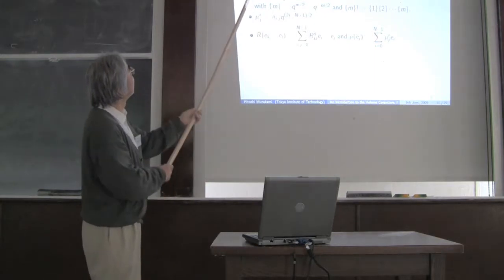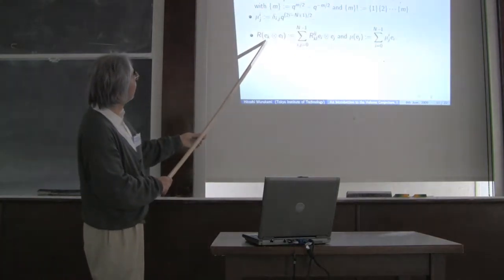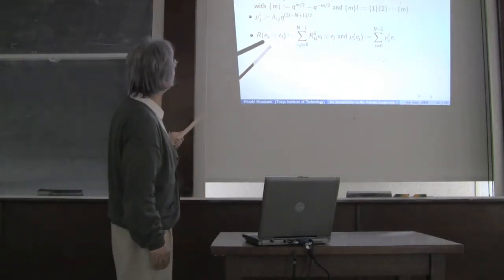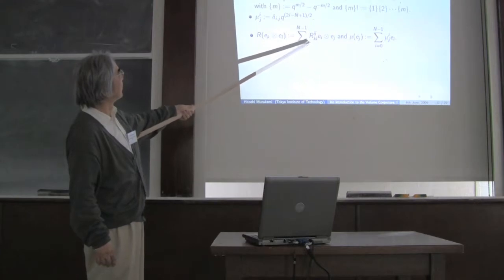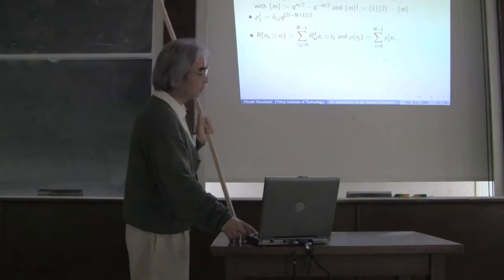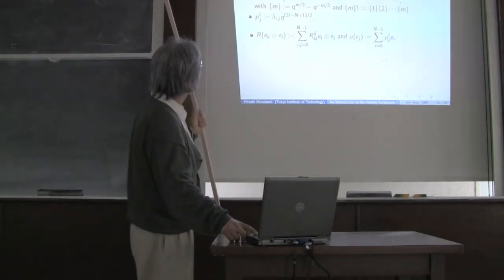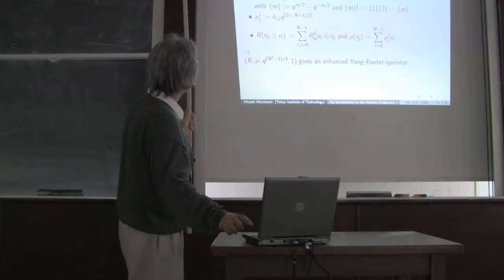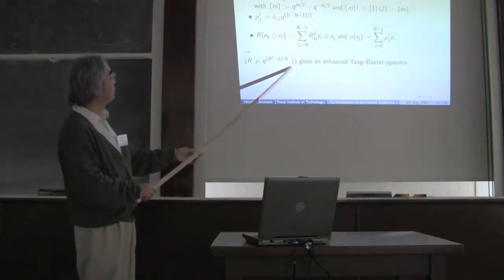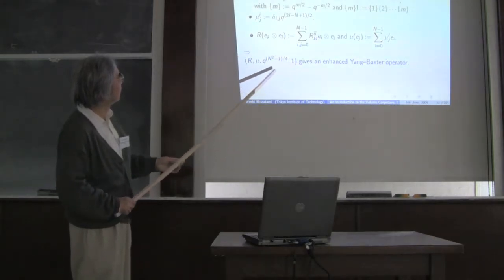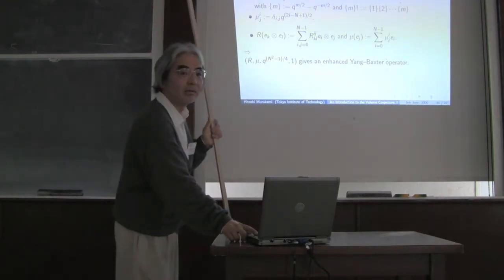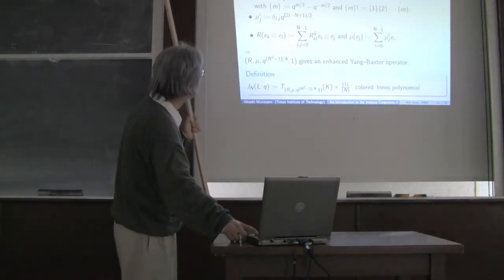So our notation is like this. If e_i is a given basis, then the R matrix is of this form, and R_ij^km is given here, and A is q to the (n squared minus 1) over 4, and B is 1. And these data give an enhanced Yang-Baxter operator and give you the Kashaev-Jones polynomial.